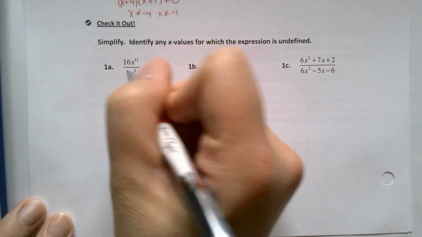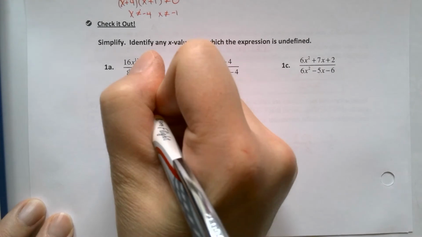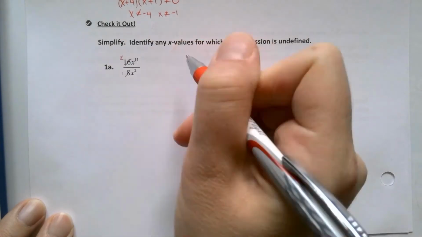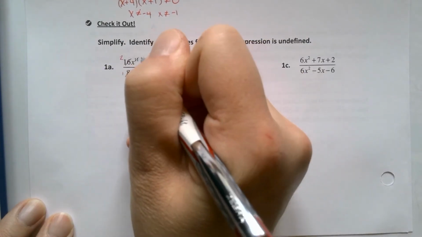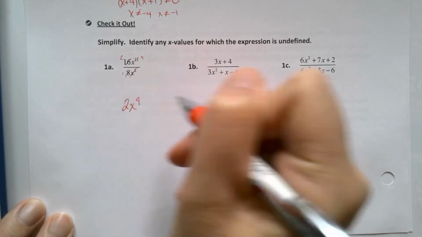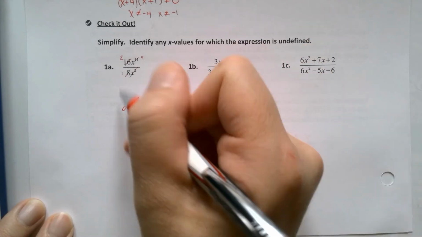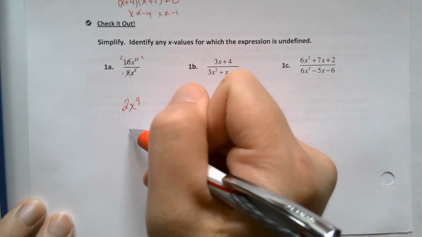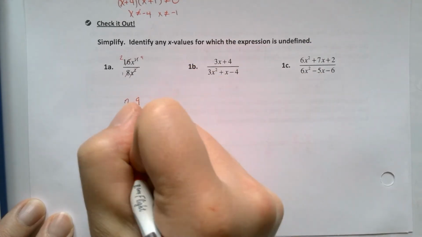So 16 and 8 do reduce. 8 goes into 8 once, and it goes in here twice. And I'm going to knock out my x's, and I'm left with 9 up top. So I'm left with a 2x to the 9th. And that's it. Nothing in the denominator, but you could have it over 1. And I do need to consider my domain restriction.